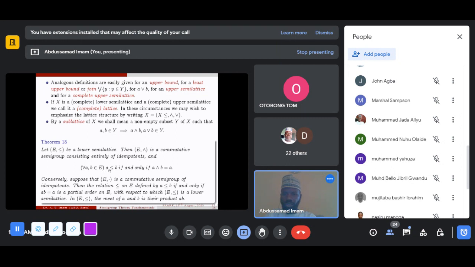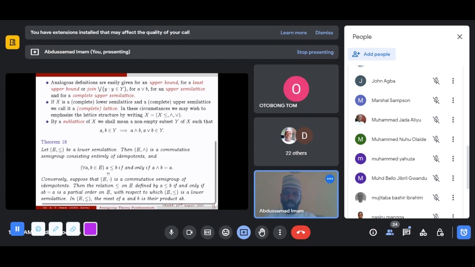And this is the way to do the definition, in which the connection between the meet and the partial order is that two elements A is less than or equal to B if and only if the meet of A and B equals A. And then conversely, you see here I started with a lower semilattice and it gave rise to a commutative semigroup of idempotents.